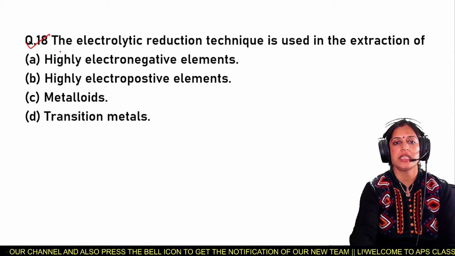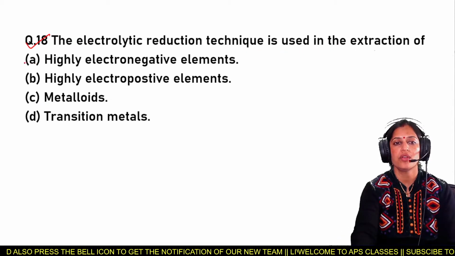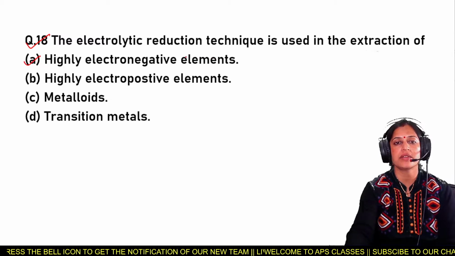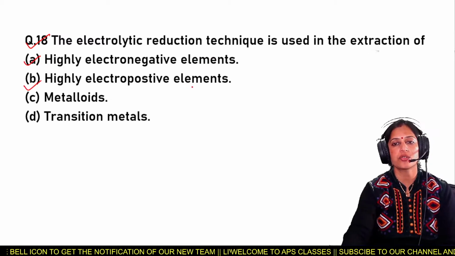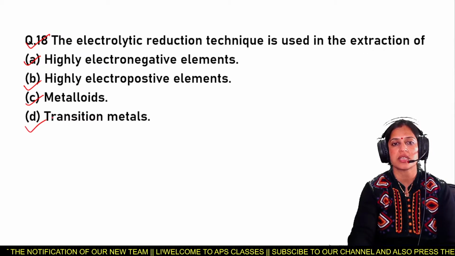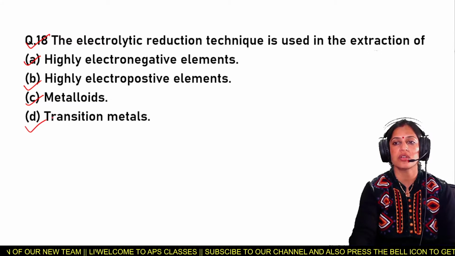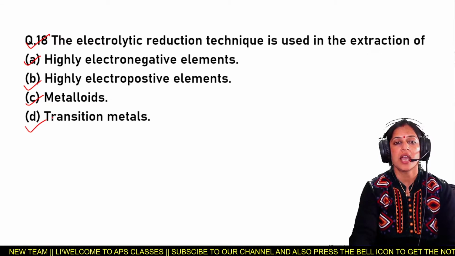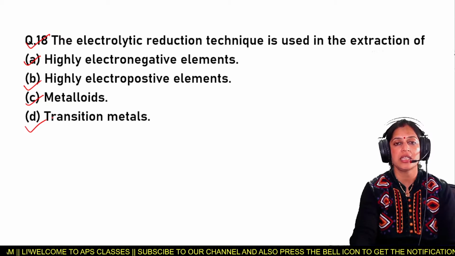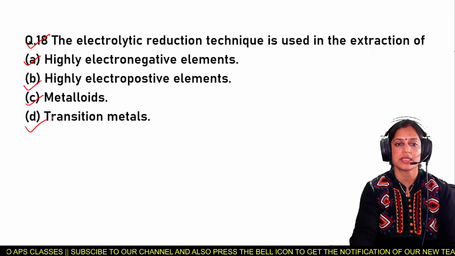Next is question number 18. The electrolytic reduction technique is used in the extraction of: option A, highly electronegative element; B, highly electropositive element; C, metalloids; and D, transition metals. The electrolytic reduction technique is used in the extraction of either highly electronegative elements, highly electropositive elements, metalloids, or transition metals.